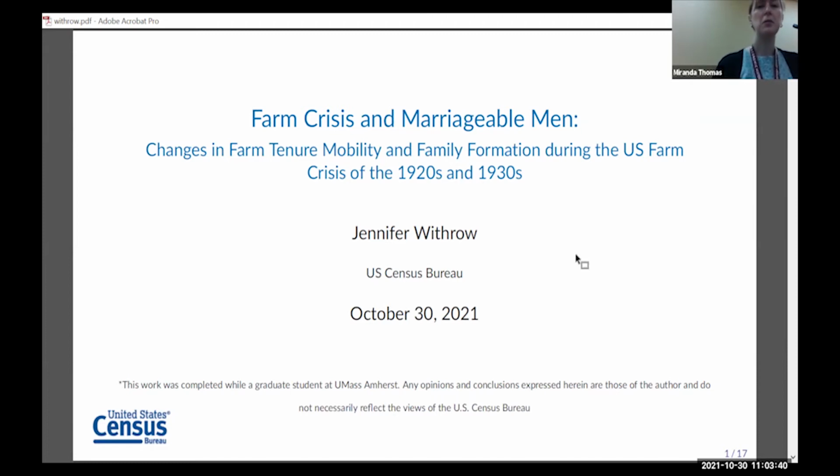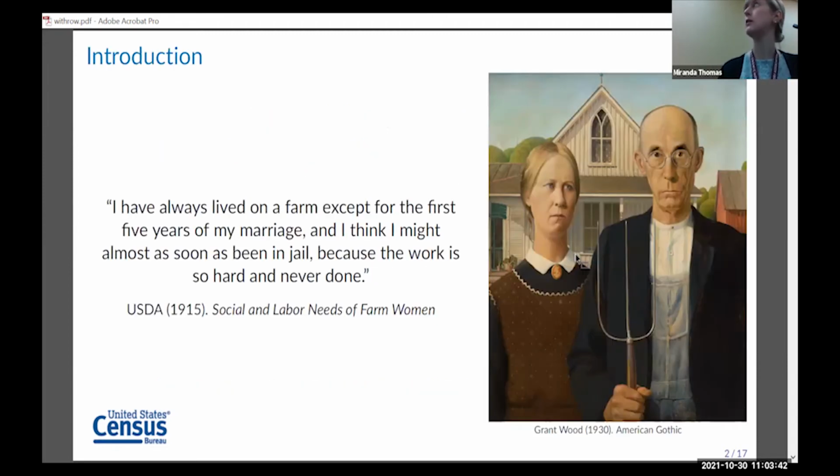All right, so it's great to be here. I want to begin this presentation by sharing an excerpt from a letter received by the U.S. Department of Agriculture in 1915. They had reached out to women on farms to ask what life was like for them. One woman from Minnesota wrote in, "I have always lived on a farm except for the first 5 years of my marriage. I think I might almost as soon have been in jail because the work is so hard and never done."